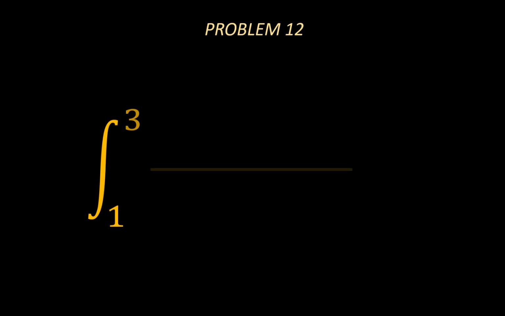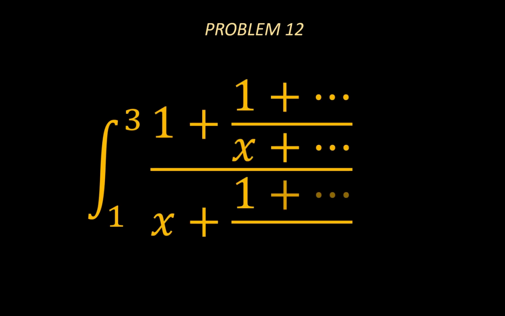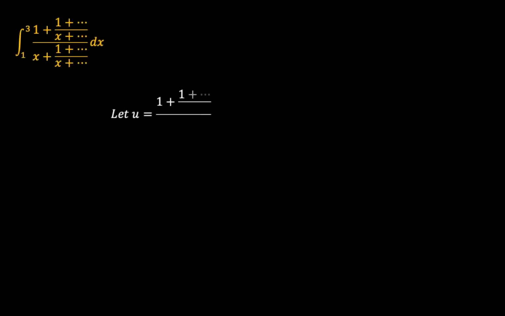So problem 12 is the definite integral from x equals 1 to x equals 3 of 1 plus a recursive function of obviously 1 plus dot dot dot over x plus dot dot dot, all that over x plus 1 over 1 plus dot dot dot over x plus dot dot dot. So this is a recursive function where the entire function is repeated in each addition that you see, both in numerator and denominator.